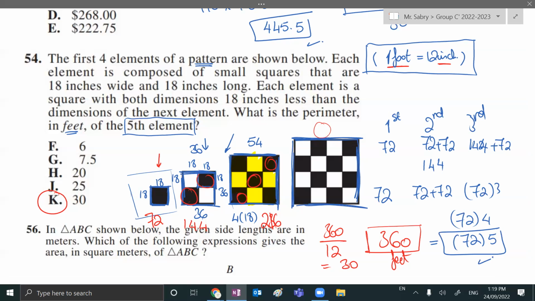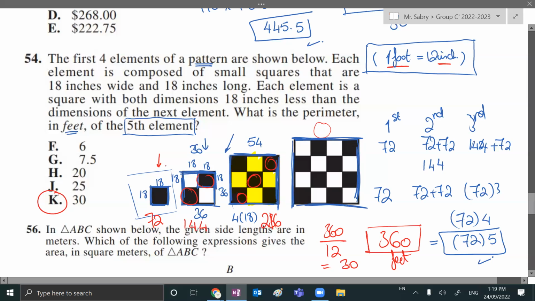Like, we're adding 18 inches to each side each time. That's what they're trying to tell you. What they're trying to say is that each side of this big square, of the whole square together, is 18 inches less than the previous one. So if you compare this to this, it's like you've subtracted 18 inches from each side to get to that one. So it's just there to confuse you.